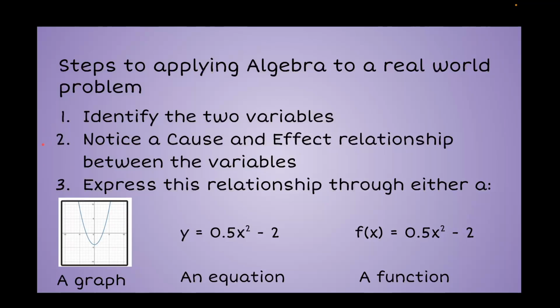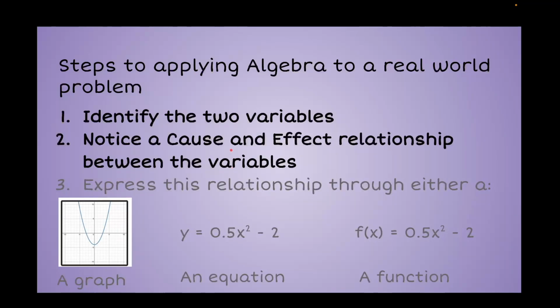Basically, when you're applying algebra to a real world problem, these are the 3 general steps you take. You first have to identify the 2 variables. Then you notice the cause and effect relationship between the variables. And then you can express that relationship in a lot of different ways. You can use a graph, an equation, or a function. You can also use a table. But either way, we're focusing on these first 2 steps.